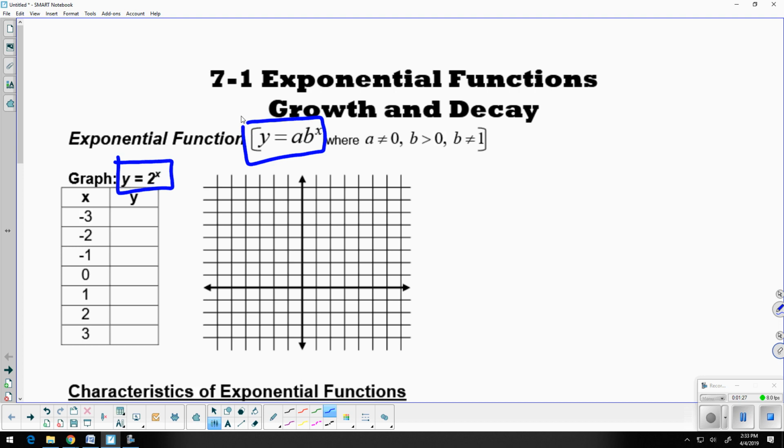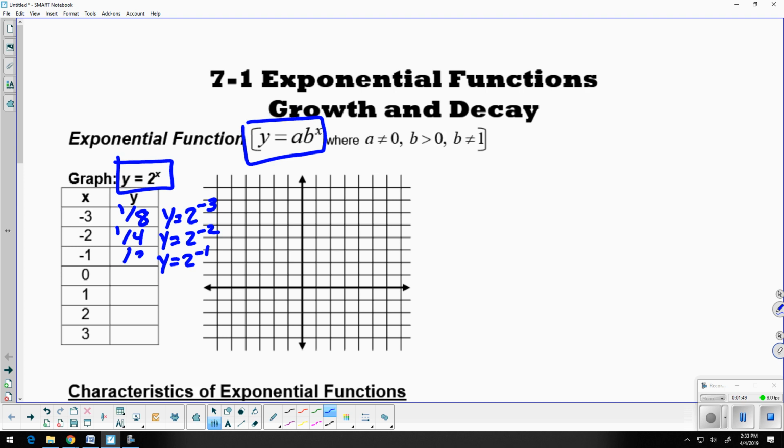So for instance, when you plug in -3 for x, for the first one, you're going to have that y is equal to 2 to the -3rd power. So now it's just about calculating. What is 2 to the -3rd? Well, that's just going to be 1/8. And then plugging in -2 for x, so y is going to equal 2 to the -2. So what's 2 to the -2? That's 1/4.